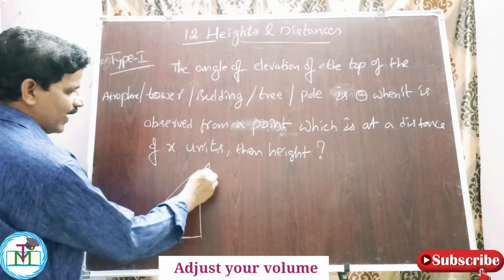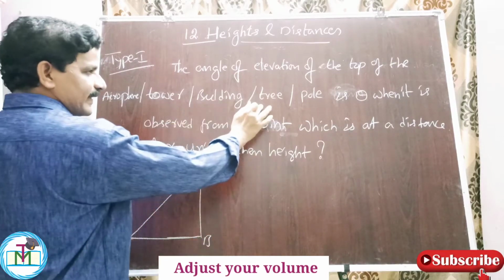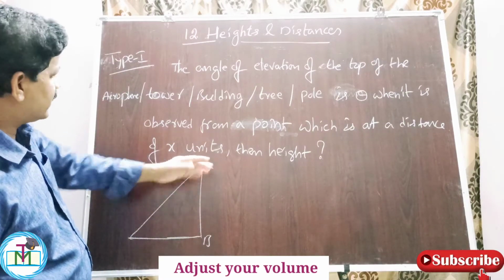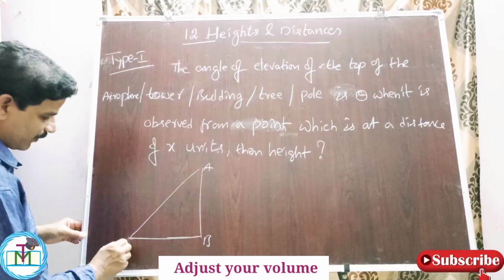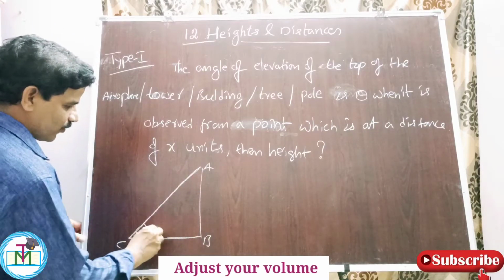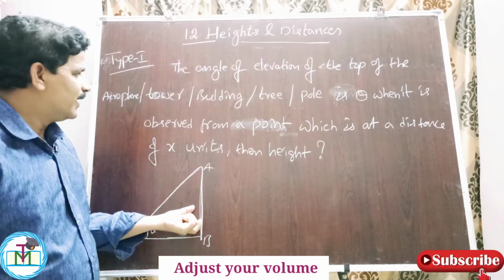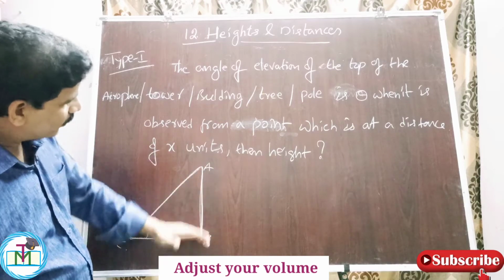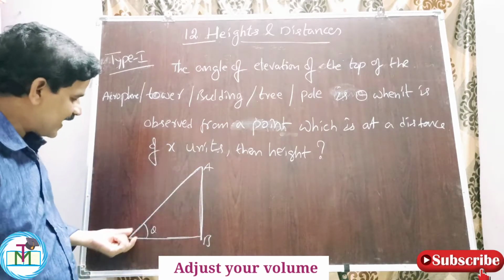So here AB is the height of a tower or building or tree or pole, or from the ground to the aeroplane. The distance is nothing but what? Height. So here C is a point from which we are observing the angle of elevation of the top of the building. So here AB is a building or tower or tree or pole, or the height from ground to the aeroplane. So therefore this is the angle of elevation.